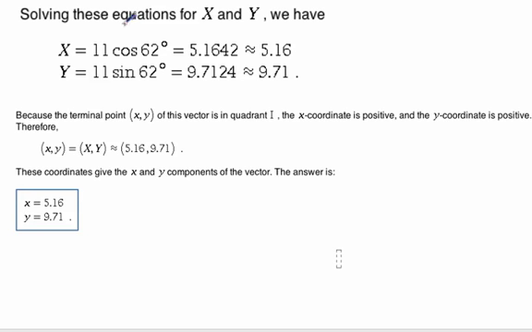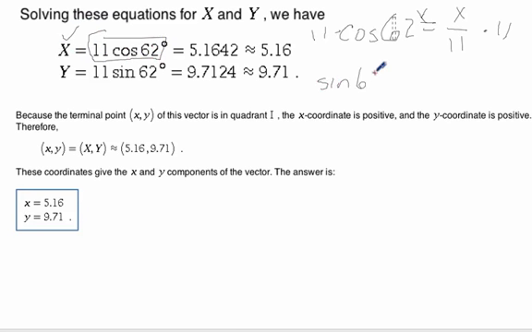If we've got the cosine of 62, my bad, let's fix that up. The cosine of 62 is equal to x over 11. Then we have to multiply both sides by 11 to get 11 times the cosine of 62. That's the x value. And the same thing with the sine. If the sine of 62 is equal to y over 11, we just multiply both sides by 11. And that's how we get this 11 sine of 62. Now, in your calculator, you just put in 11 sine 62 equals, and then you round to the nearest hundredth, because that's what the directions say to do, and that gives us our answer.